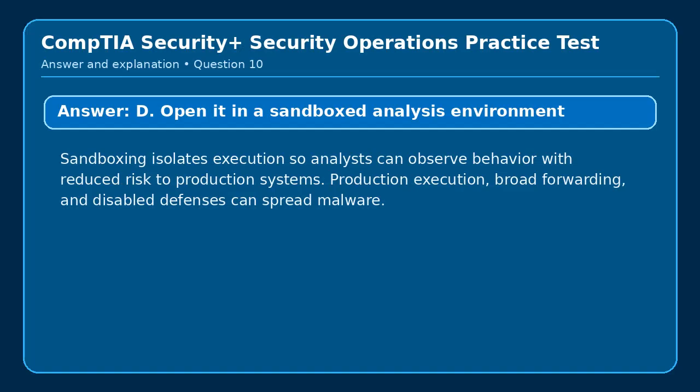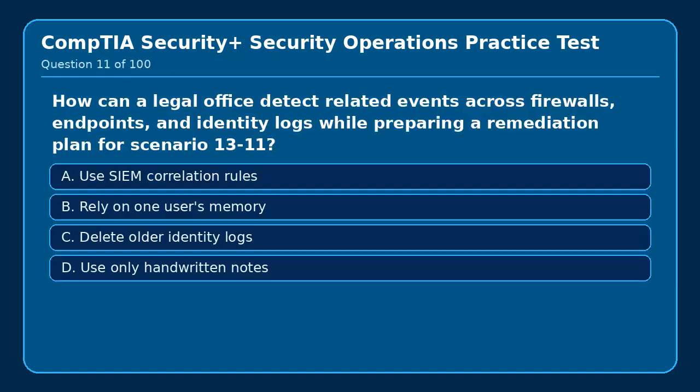Question 11. How can a legal office detect related events across firewalls, endpoints, and identity logs while preparing a remediation plan for scenario 1311? A. Use SIEM correlation rules. B. Rely on one user's memory. C. Delete older identity logs. D. Use only handwritten notes.